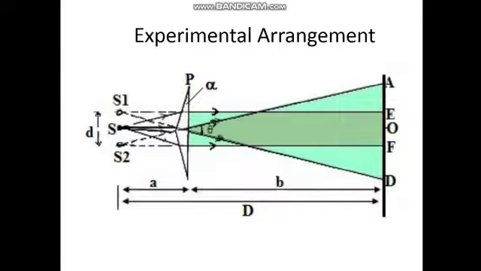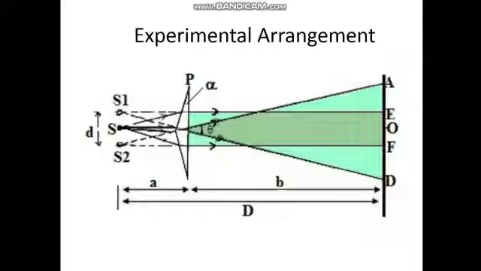This is the experimental arrangement. The biprism is mounted on an optical bench. The optical bench consists of two horizontal long rods parallel to each other. The rods carry uprights on which optical components are placed.